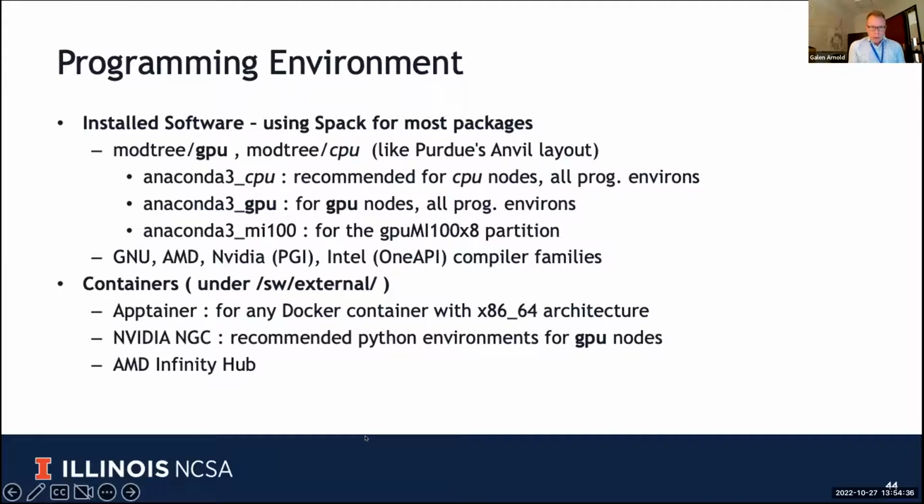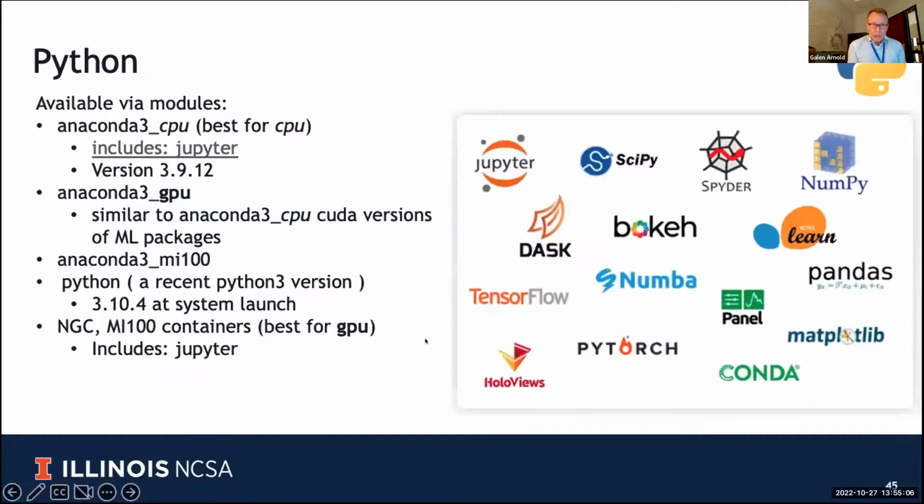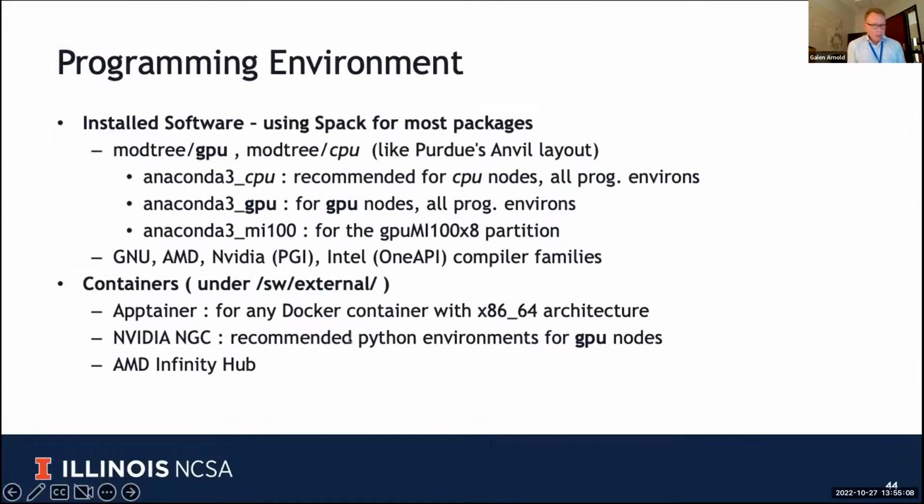And we'll talk about both compiled languages and Python. I'll endeavor to stay within the ACCESS code of conduct while I talk about Python. That'll be my mission for this talk. And then containers, we'll say a little bit about that as well. So I think I got everything on that slide. We do like containers for Python.